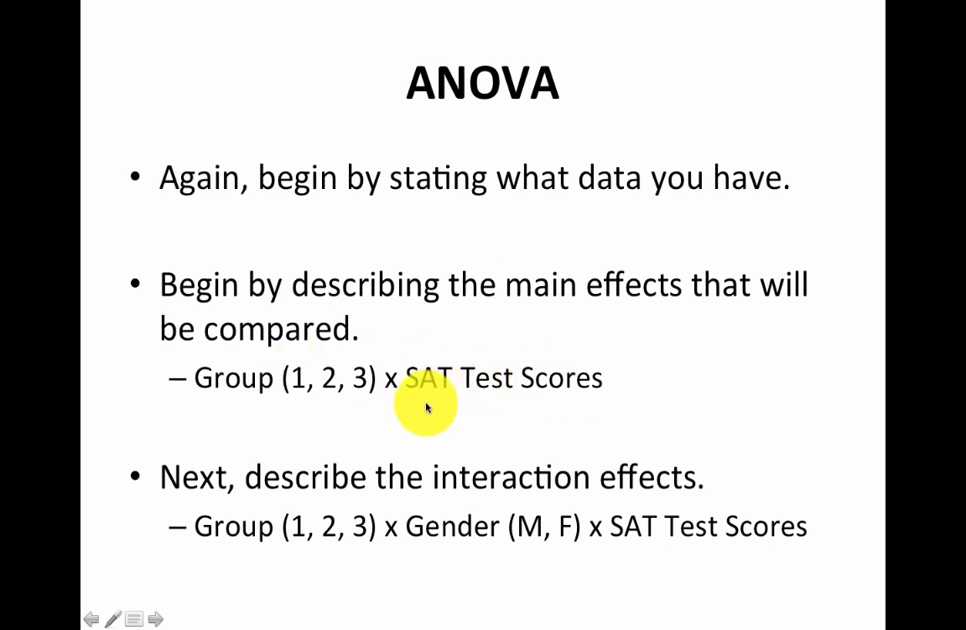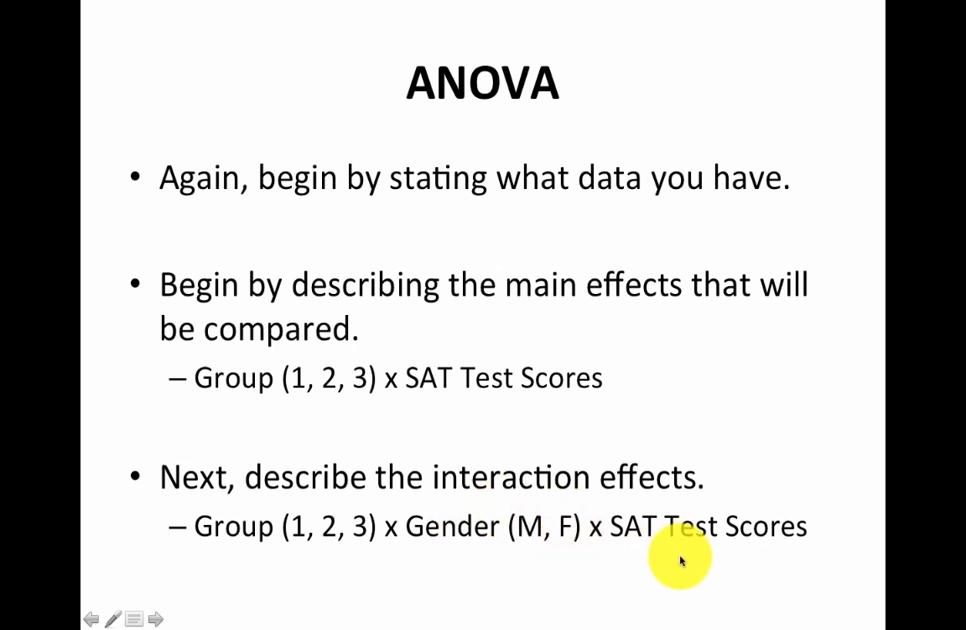So in this case, you would describe that first. Then you describe what you're going to do with the data with regard to interaction effects. So main effects come first, then interaction effects. So what's an interaction effect? In this case, we have this factor, which would be group. Another factor would be gender. The group has 3 levels. There's 1, 2, and 3 groups. This factor, gender, has 2 different levels, male and female.